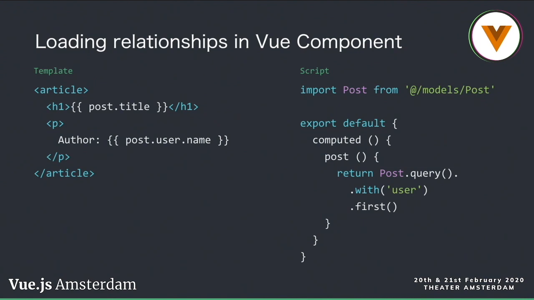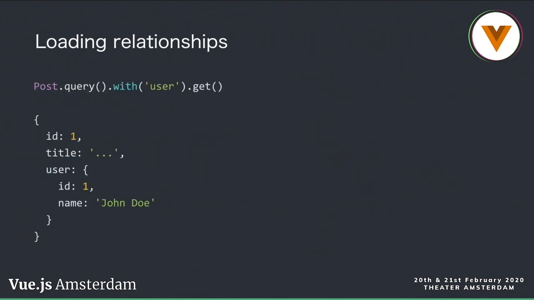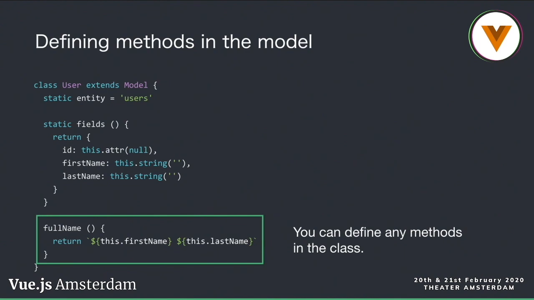To load relationships in a Vue component, it works the same way. So if you want to fetch a post, but also its user, you just query it with a chain. So post.query with user and so on. And you can see that you can access that user as a nested property. To make it easier to understand, when you call post.query with user.get, you get this kind of object. Now, when you fetch your record, you're not actually getting this plain object. Because it's an ORM, because we have classes, all the results are wrapped with the model instance, which means you can define your methods inside a model, just like any other famous ORM library.